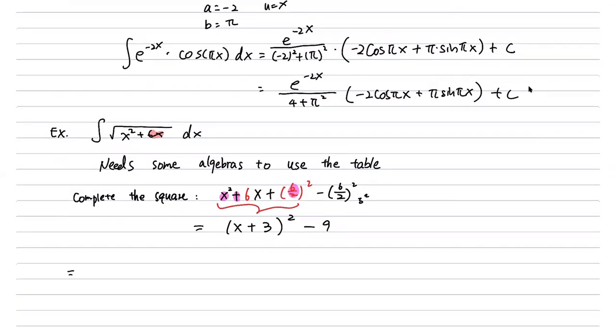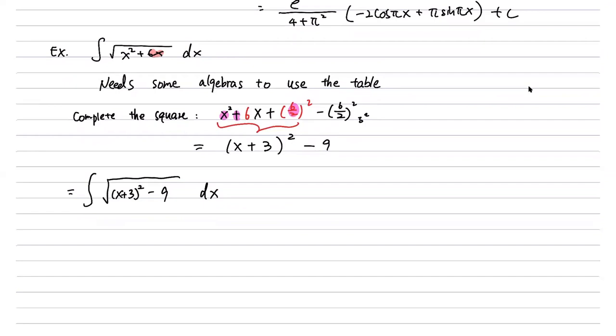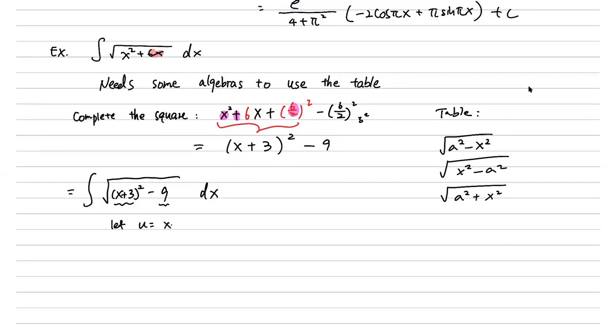So I've changed my integral into the square root of x plus 3 squared minus 9 dx. That will almost look like our table, right? Our table has radical a squared minus x squared, radical x squared minus a squared, radical a squared plus x squared, and such. So the table has those forms. Now we have something squared minus a constant squared, right? So now what I can do is let, for example, u equal x plus 3. Just do a simple substitution right there.